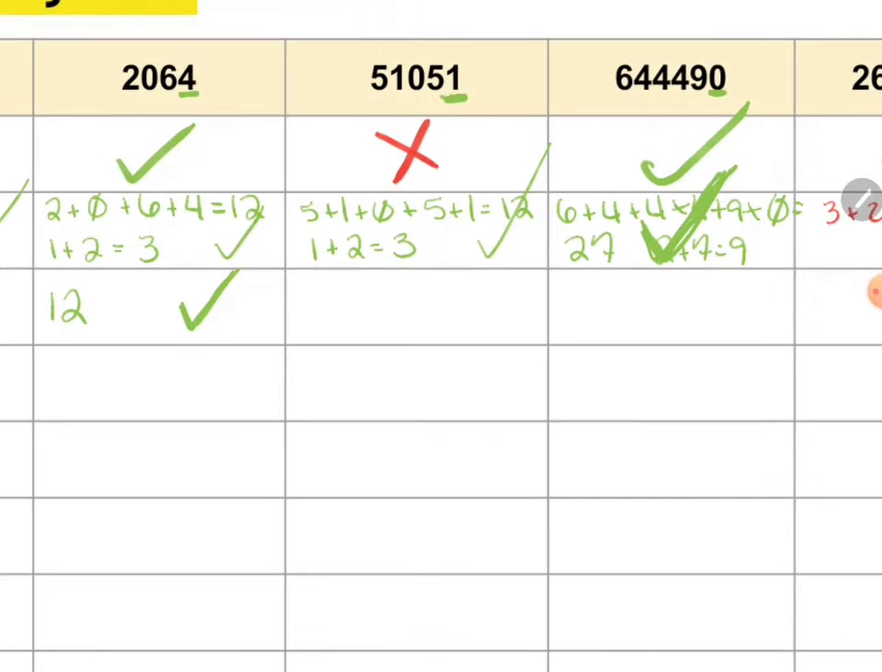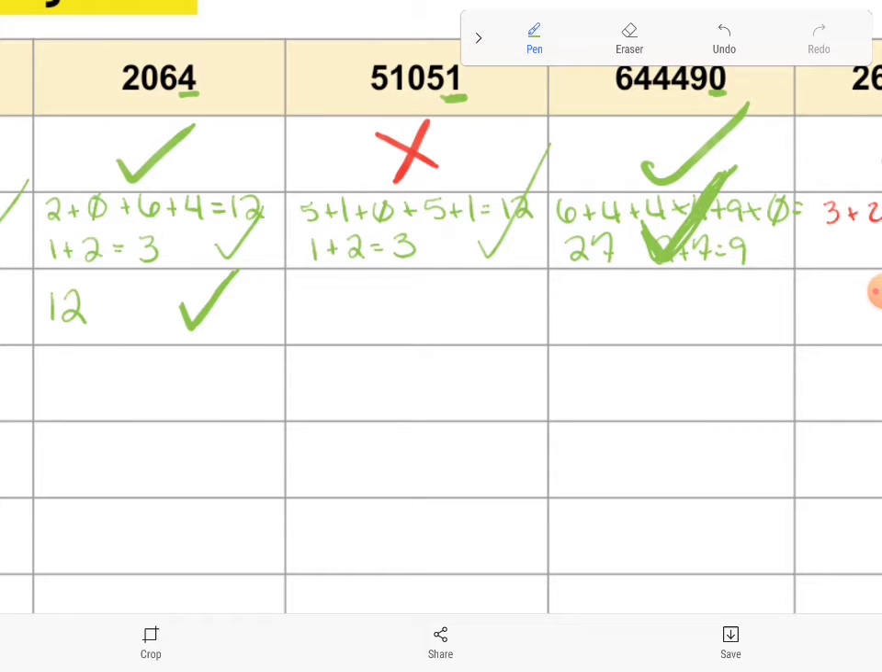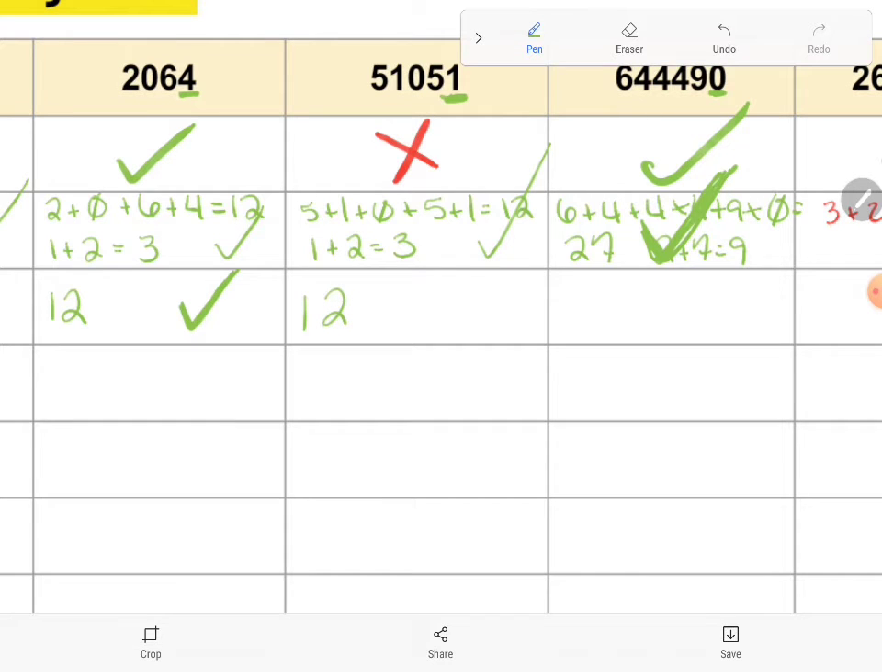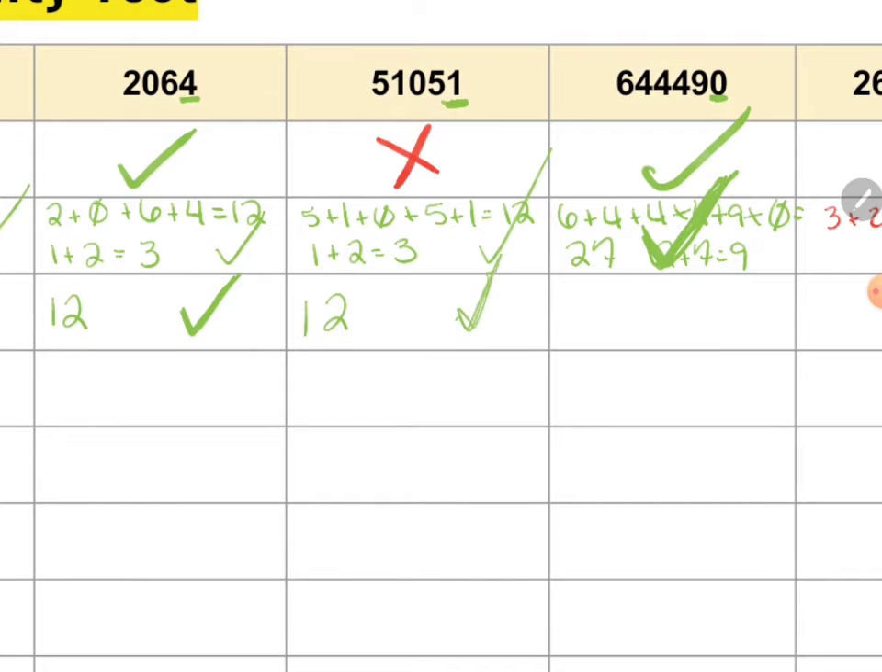Then our next one will be 5 plus 5 plus 1 plus 1, which is going to give us 12. Well, we established in the last problem that 12 is divisible by 4. Therefore, the whole number is divisible by 4.